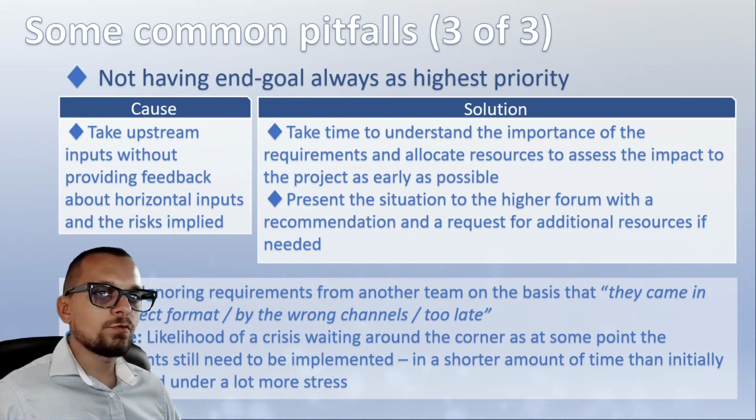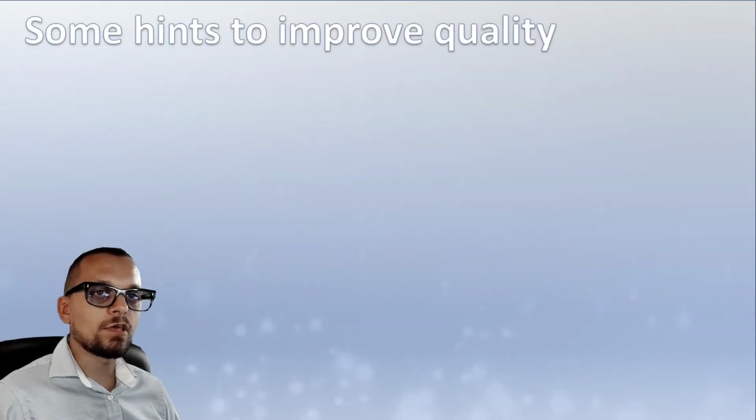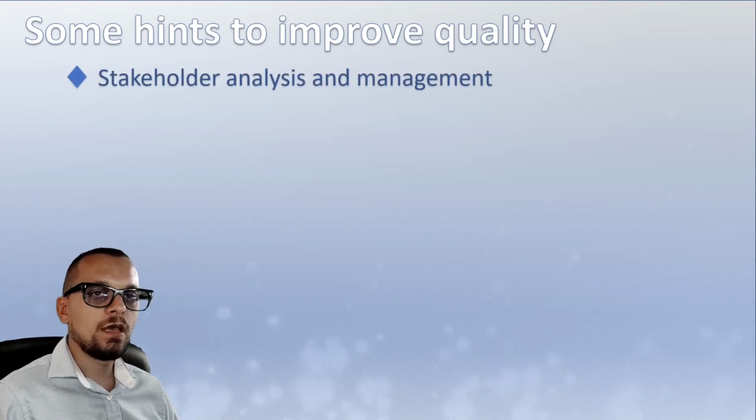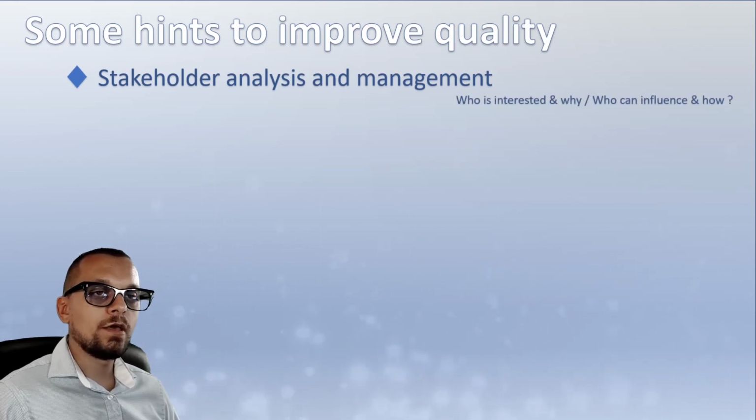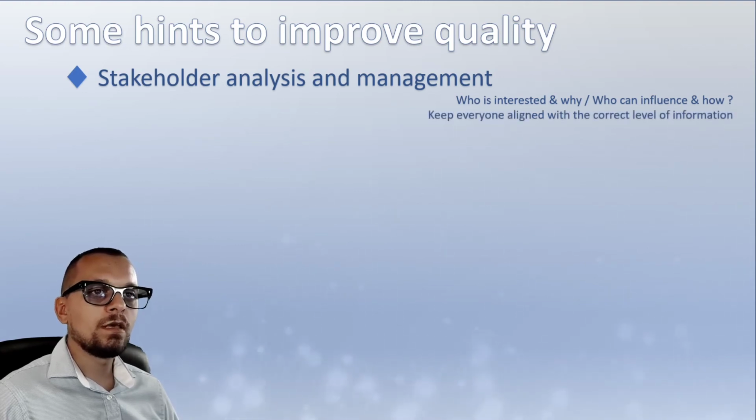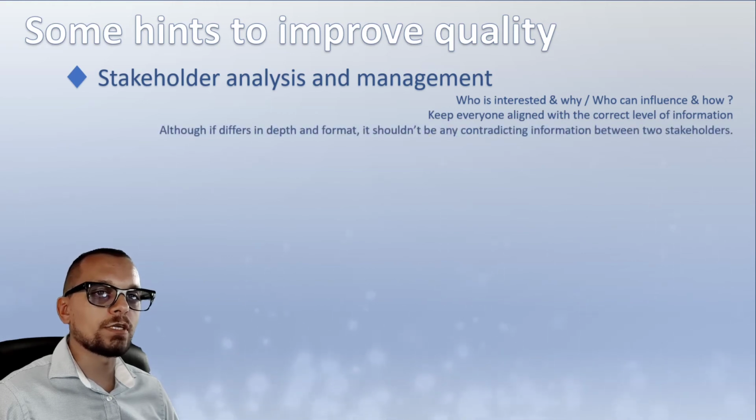This is what I wanted to say about some common pitfalls, and in the end of this video, as promised, I will give you some hints on how to improve quality in R&D projects. First one is related to stakeholder analysis and management. The project manager has to identify who's interested and why, and who can influence and how. Then has to keep everyone aligned with the correct level of information, and although it differs in depth and format, there shouldn't be any contradicting information between two stakeholders.